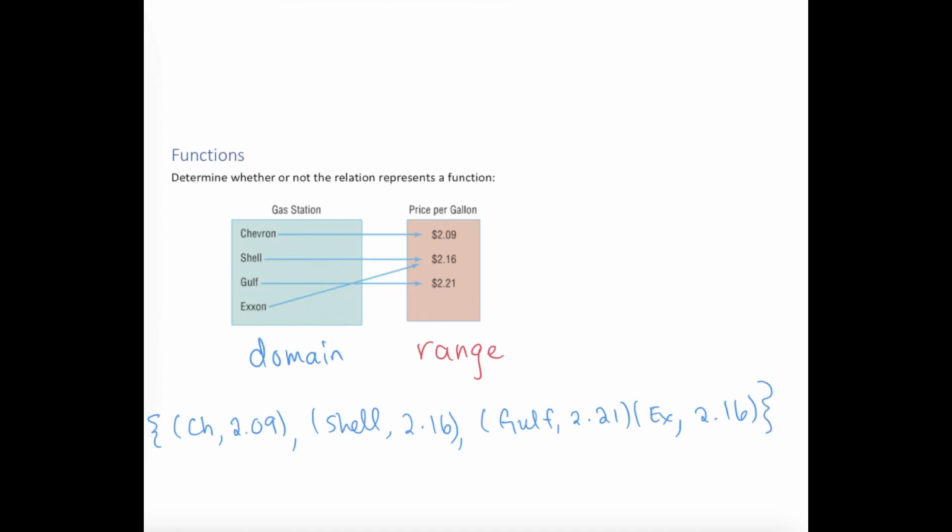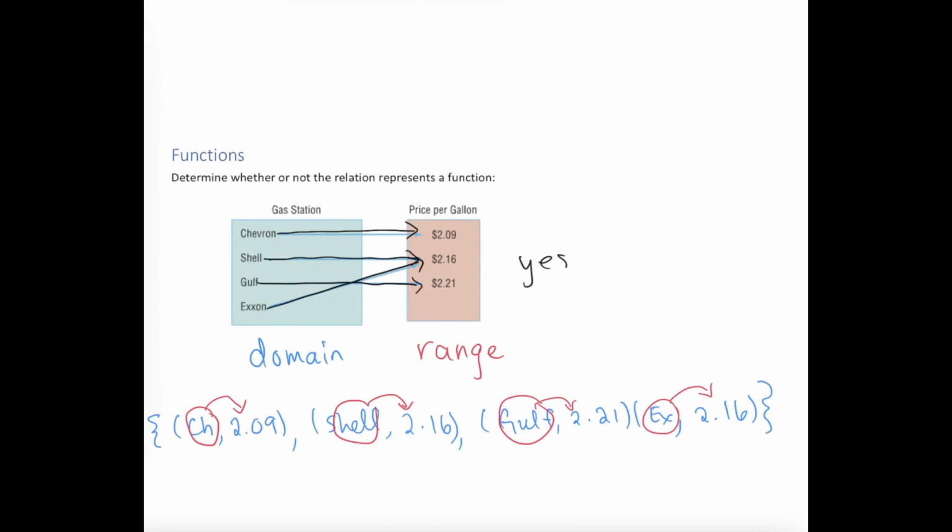And we can see that, yeah, Chevron is only going to correspond to one price per gallon, not two different price per gallons. Shell only corresponds to $2.16, Gulf only corresponds to $2.21, and Exxon only goes to one price per gallon as well. We can see that in the arrows that my arrows are only going to one price. None of these arrows go to two different prices. And so in this particular situation, we would say that it is, yes, a function.